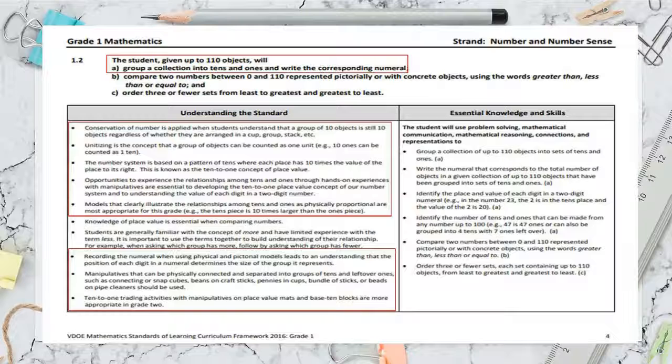In understanding 1.2a, it is important that students use multiple models to develop initial understandings of place value and the base 10 number system. These models can include, but are not limited to, base 10 blocks, beans, sticks, and counters.